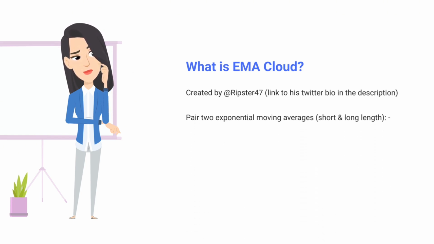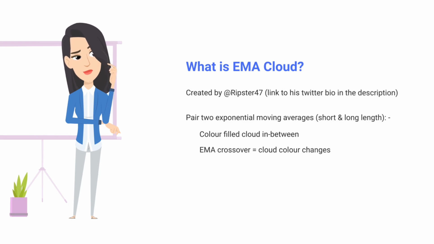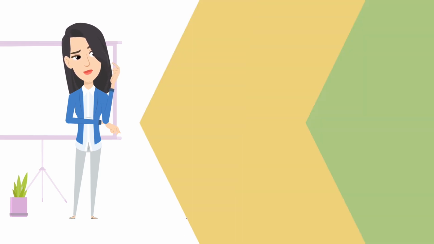The EMA cloud pairs two exponential moving averages with a color filled in between, creating a cloud-looking image on your chart. The color of the cloud changes when the two EMAs cross over, creating a clear visualization that signals a potential trend change. Let's take a look at an example.